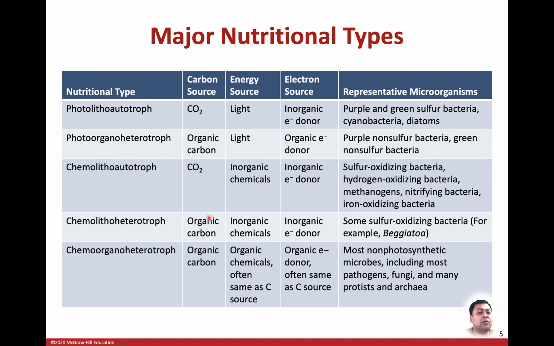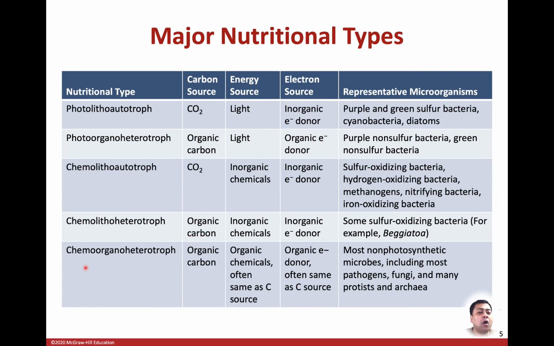They are obtaining the organic carbon from a preformed source, which has been made by some other autotrophs. And they're using the power of the inorganic electron to convert them to a different molecule.